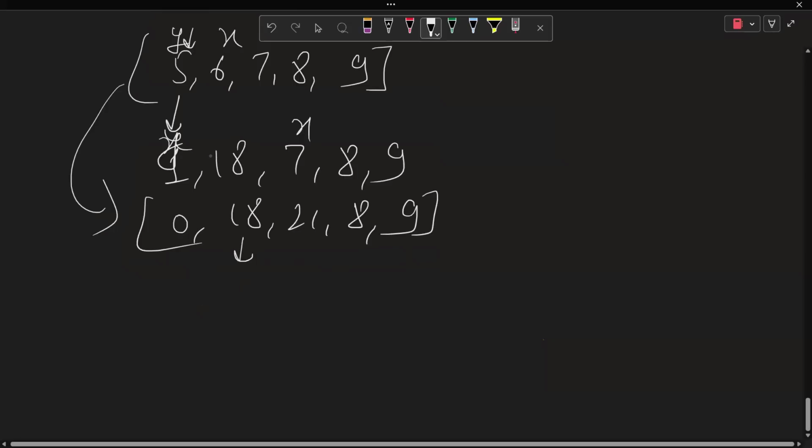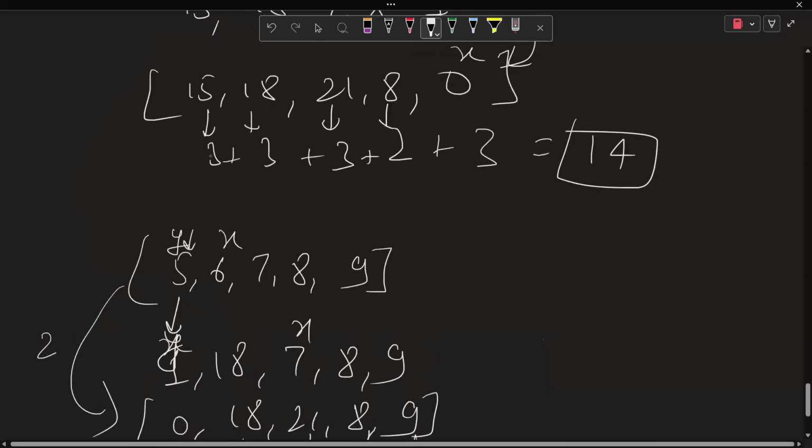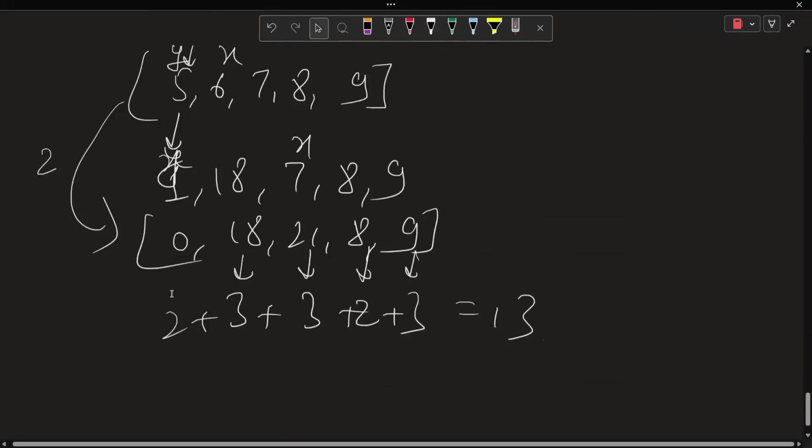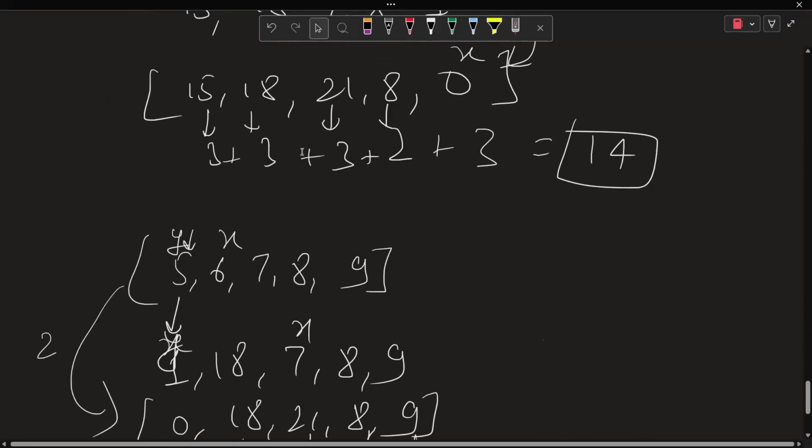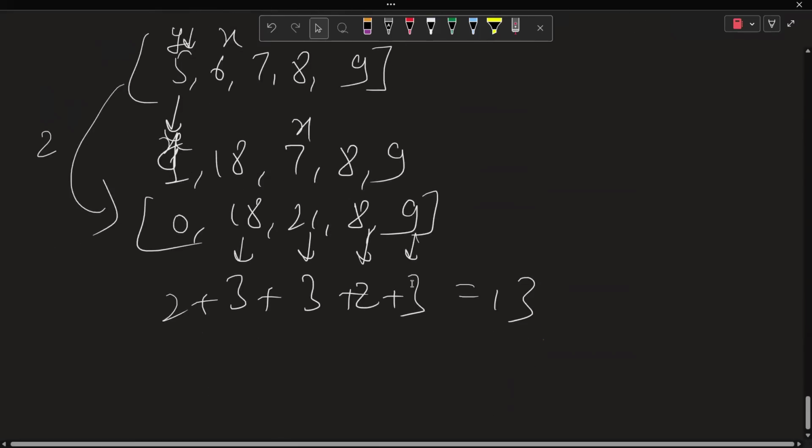Now, for making others, 18 would fall to 0 in 3 steps, 21 in 3 steps. We had calculated before. 8 would fall in 3 steps, and 9 would become 3 to 1 to 0. It would also take 3 steps. So 2 steps here, and 2 plus 3 plus 3 plus 3 plus 2, you can calculate this would be only 13 steps. Okay. So there you were having 14 steps. Now you are only having 13 steps.